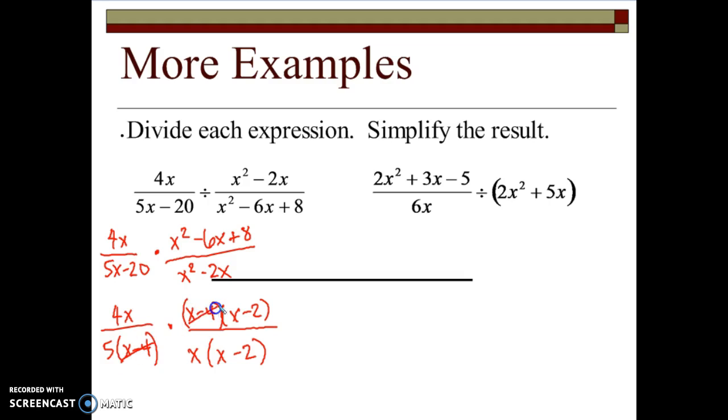So my x minus 4 is canceled, the x minus 2 is canceled, the x and x cancel, and once we cross everything out, I'm left with a 4 on top and a 5 on the bottom. So this whole thing simplifies to just 4/5.